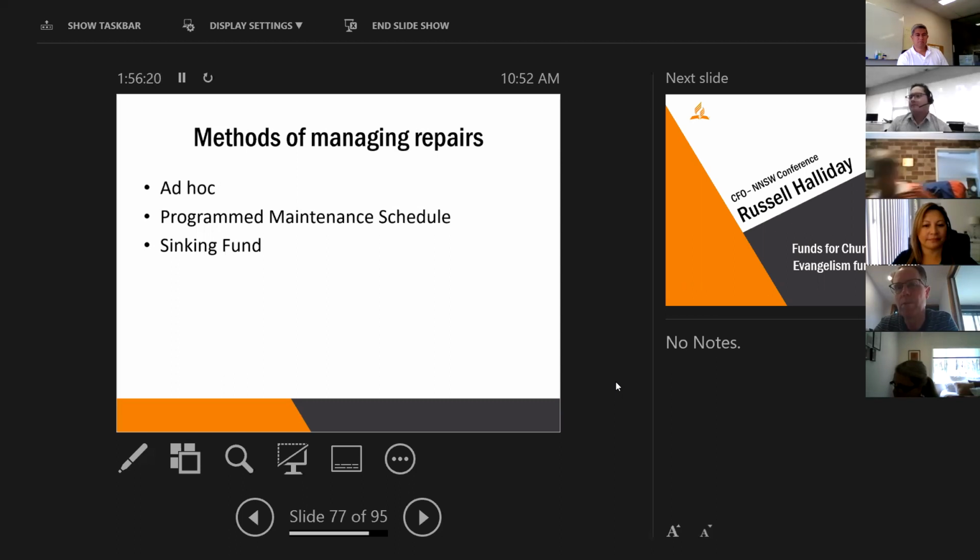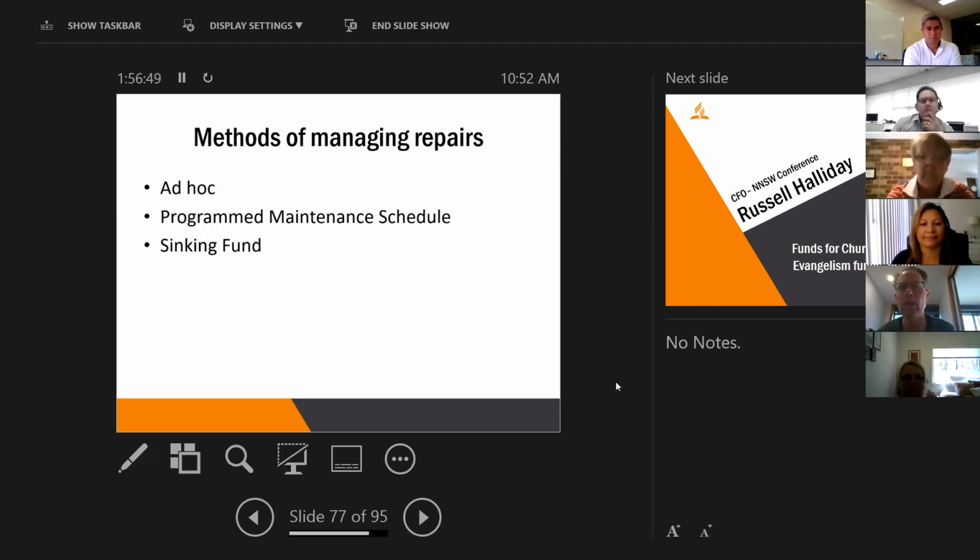things that could have easily been predicted and saved up for might suddenly hit the church in one year, and we literally don't have the funds to pay for them. We've got to then go and fundraise, and it could be four or five years before we've saved up enough money to do some of these urgent repairs. So an ad hoc approach is not preferred, but it is rather common, and one that's prevalent probably because it's easy and we don't need to plan for the future too much with it.